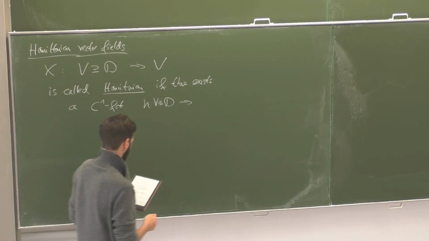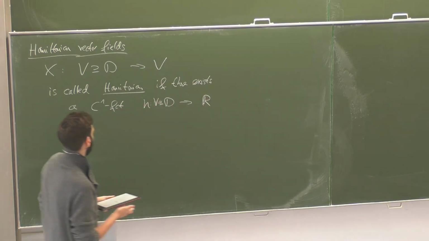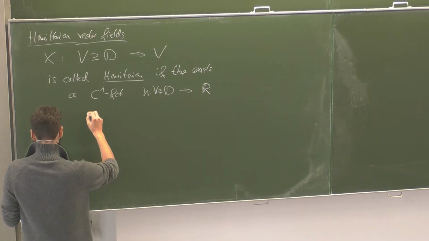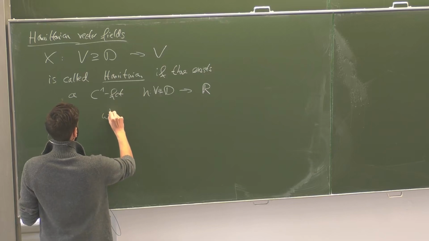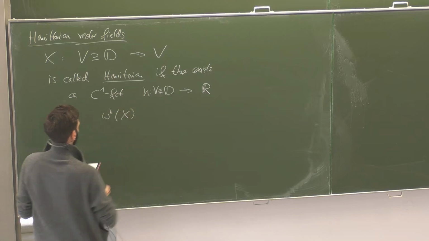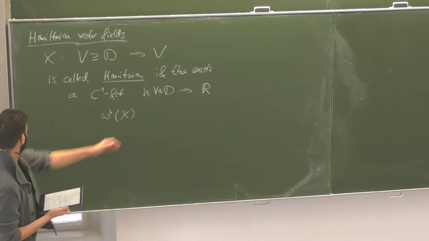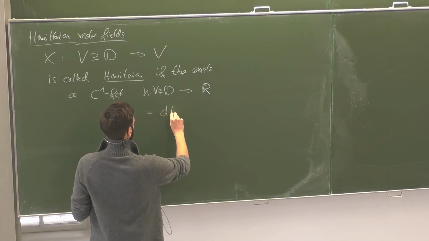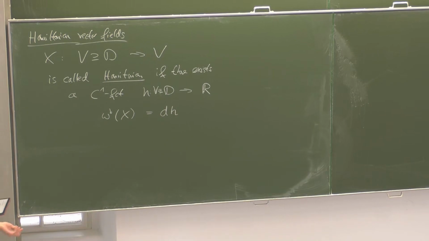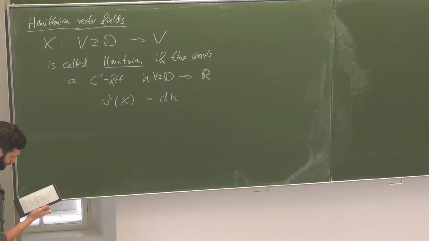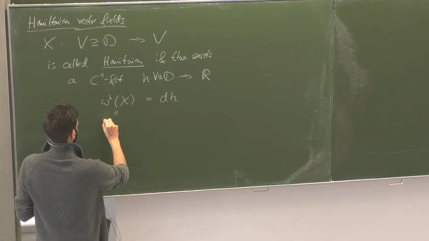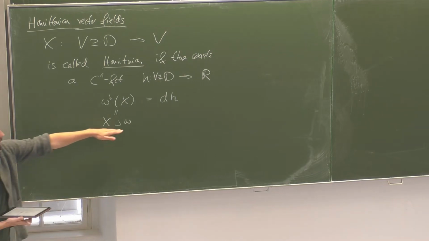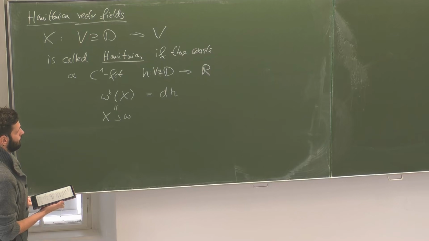If we have a Hamiltonian function, which is smooth, or at least C1, also defined on some subset, such that we have omega flat of the vector field. That gives you, by the definition of omega flat, a one form, and you want to have that one form, or the dual element, to be the differential of the function. A different way to write this is, of course, if you plug this vector field into omega, what you get is dH.